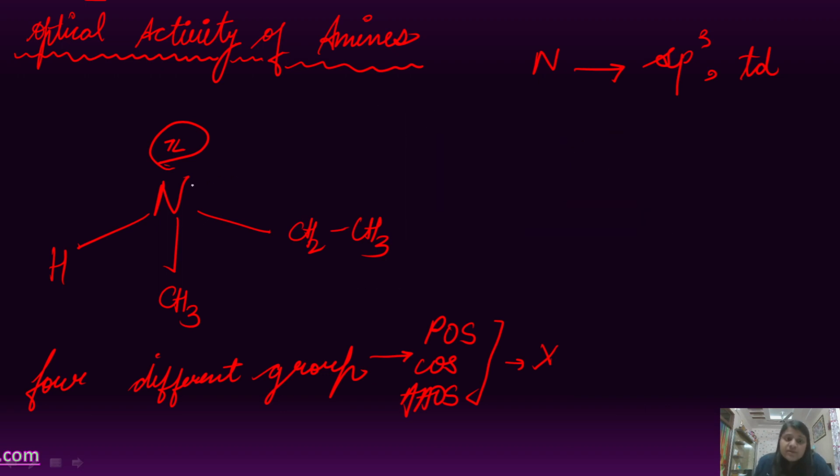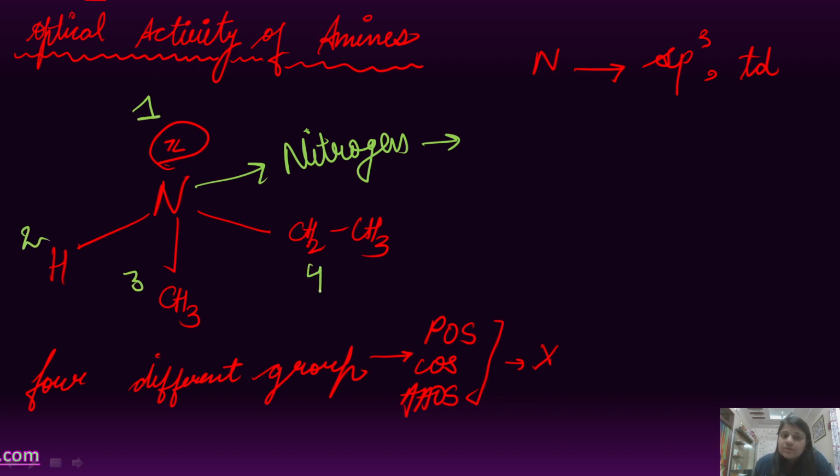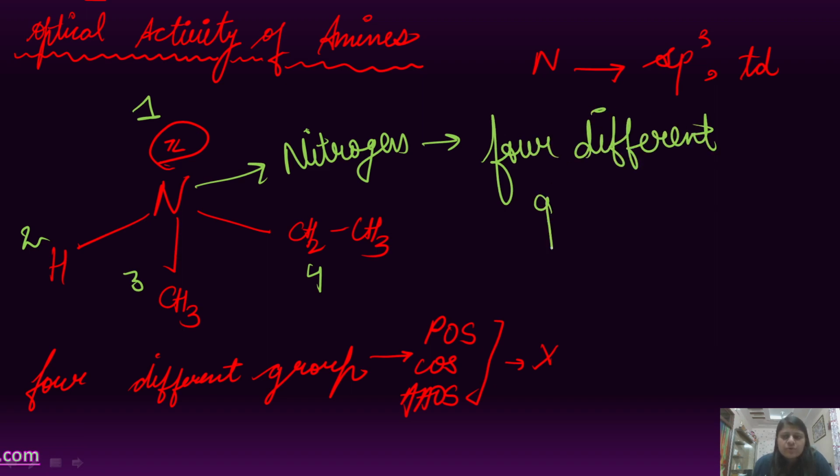Now just consider this particular nitrogen. Nitrogen is usually connected with 4 things: 1, 2, 3 and the lone pair. So it is connected with 4 different groups. Why am I saying that? One group is the lone pair, another is hydrogen, the third is a methyl group, the fourth is an ethyl group. So it has 4 different groups. If an atom is connected with 4 different groups, then that atom is chiral in nature.